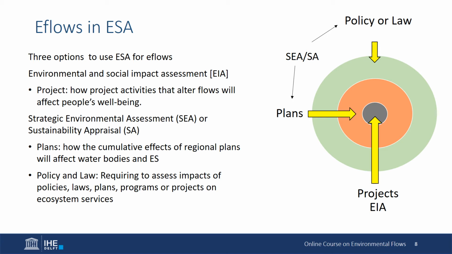At other levels of decision-making, strategic environmental assessment or sustainability appraisal can be used to determine how the direct, indirect, and cumulative effects of regional plans will affect water bodies and ecosystem services, or how the actions or strategies outlined in policies, programs, or laws could directly or indirectly modify human activities in a way that would affect the integrity of ecosystems and the provision of services.